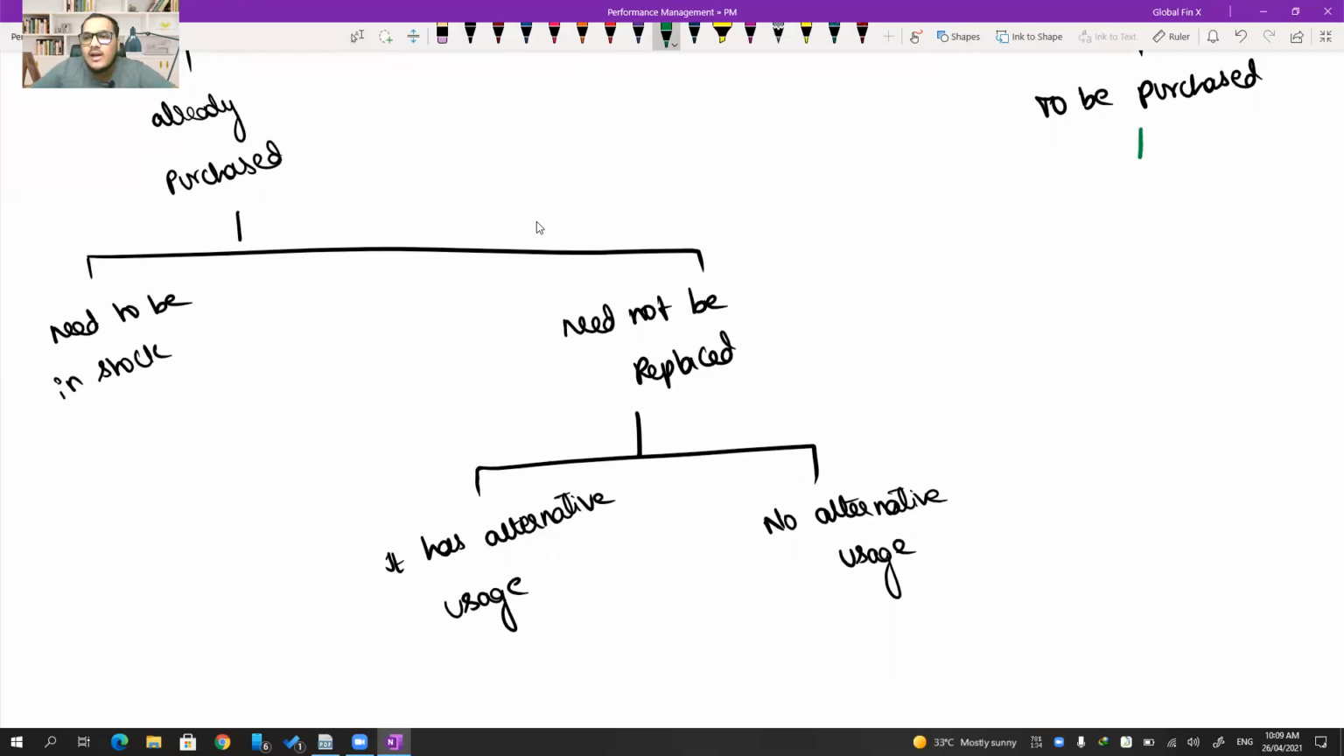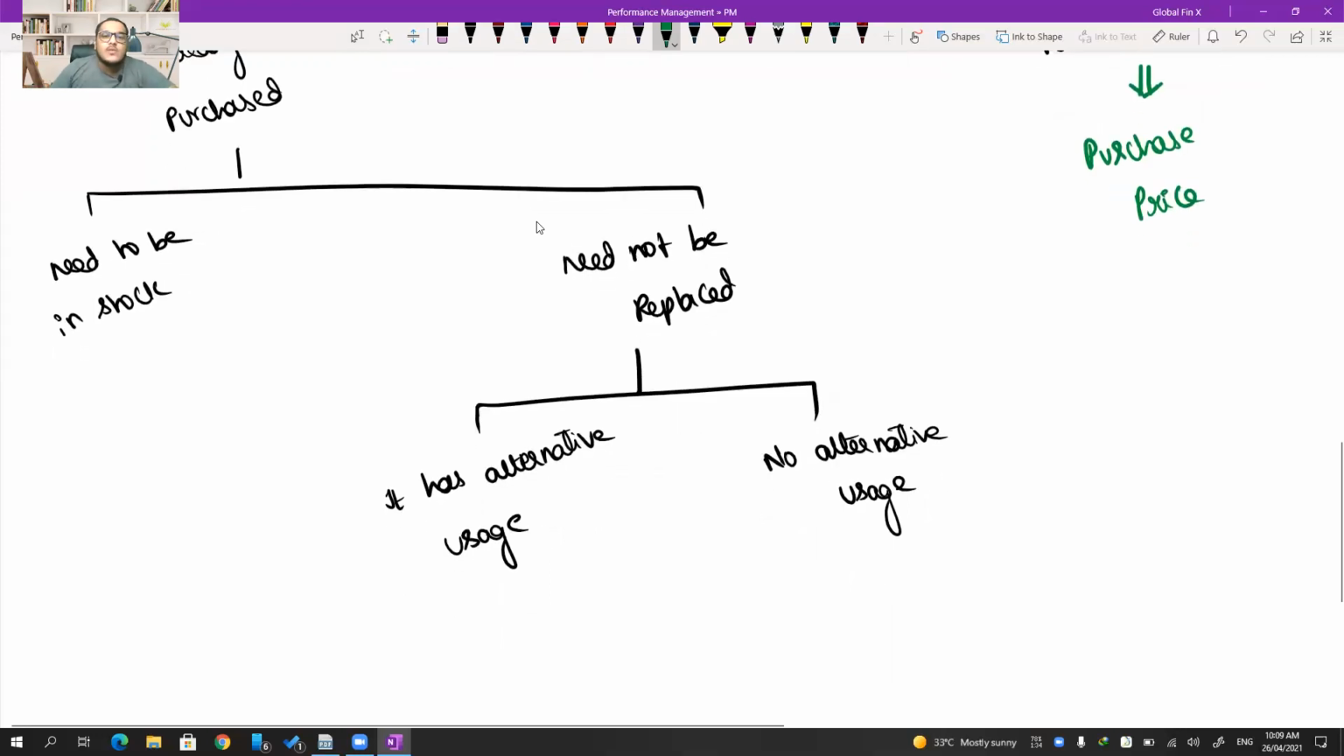So first, if we understand where it has to be purchased: you don't have the stock, you want to use the material in a project. What is the relevant cost? Purchase price. Common sense, nothing to discuss in that. You don't have the material in stock, you have to purchase it. So whatever price you are paying for that purchase, that is your relevant cost for that particular project.